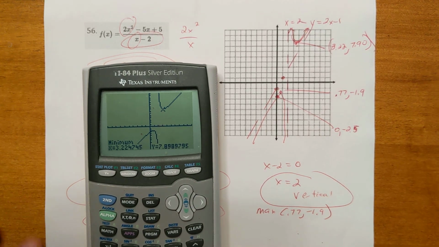All right, so let's see, and we have our one intercept down here. I think we got everything.